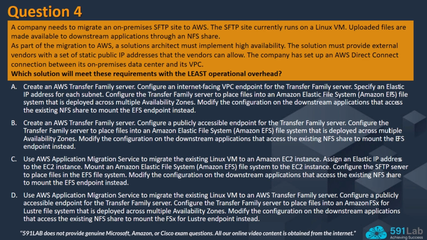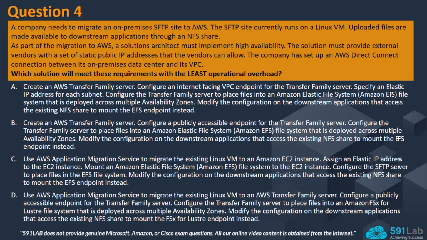Option B. Create an AWS Transfer Family server. Configure a publicly accessible endpoint for the Transfer Family server. Configure the Transfer Family server to place files into Amazon Elastic File System that is deployed across multiple availability zones. Modify the configuration on the downstream application that accesses the existing NFS share to mount the EFS endpoint instead. Having a publicly accessible endpoint might introduce security concerns, and it generally increases operational overhead due to the need for managing public access. So, this is not the correct answer.